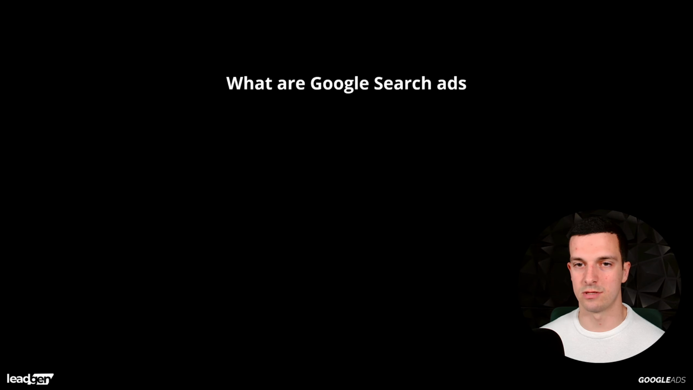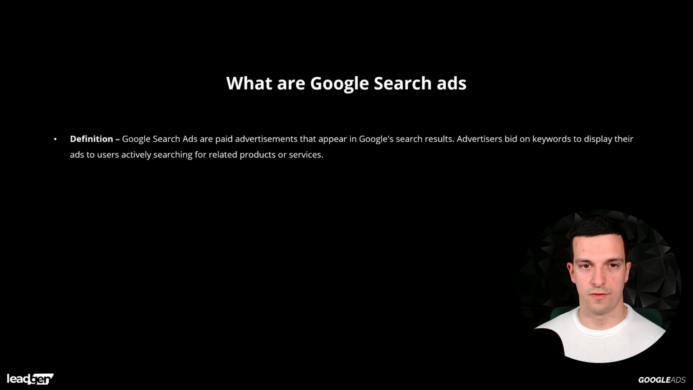What are Google search ads? Definition: Google search ads are paid advertisements that appear in Google search results. Advertisers bid on keywords to display their ads to users actively searching for related products or services. So you definitely stumbled upon some Google search ads while searching, right? And you know what they are, but we're gonna cover it in this lesson.